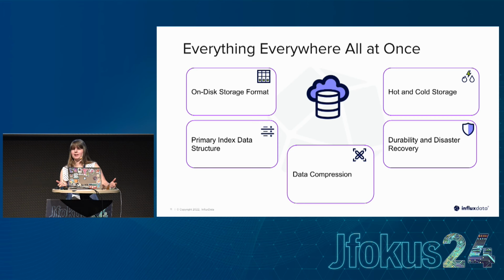I'm just pointing out that although we are categorizing each DB as we go through this talk, many of them span and blur lines quite a bit, especially when it comes to AI. Almost every DB now has some type of AI category running along with it. So you've got your on-disk storage format, your primary index data structure, data compression, your hot and cold storage, and your durability and disaster recovery.